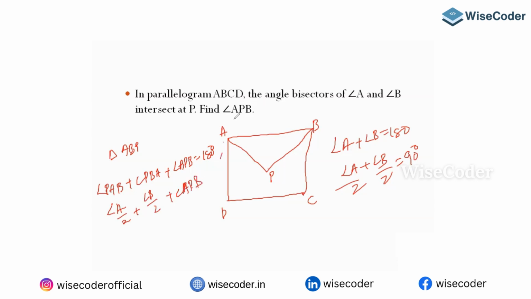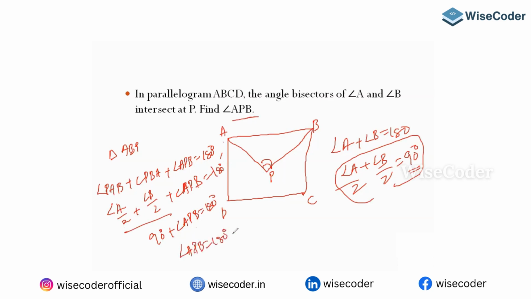APB. We want this only, no? We want this angle. Okay. So that is equal to 180 degrees. And we already know that this value is 90 degrees. When this value is 90 degrees, plus angle APB is equal to 180 degrees. It's common sense. Angle APB is equal to 180 degrees minus 90 degrees. So then the answer for the question is what? 90 degrees is the correct answer.